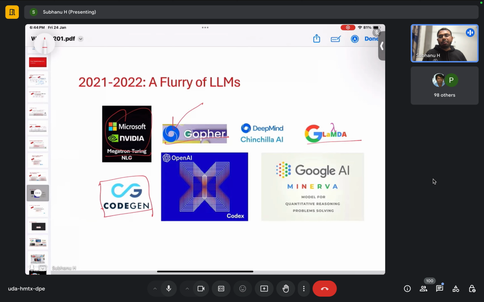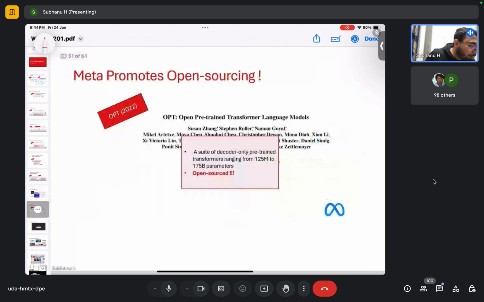This company came up with their model, which only gives you code. Okay, this is to generate the code and all. Then OpenAI came into the picture. They launched ChatGPT, and Google AI also has some papers.